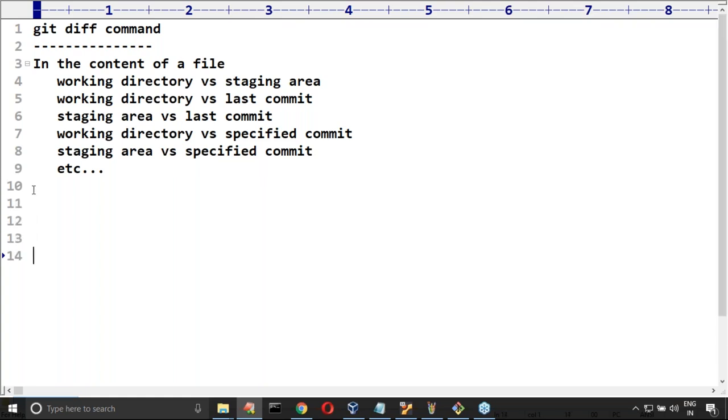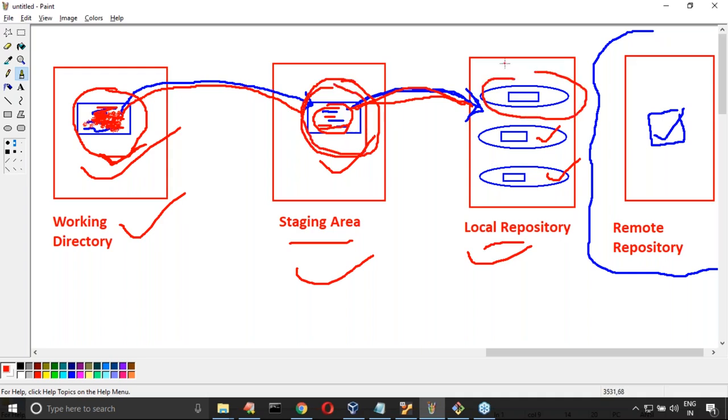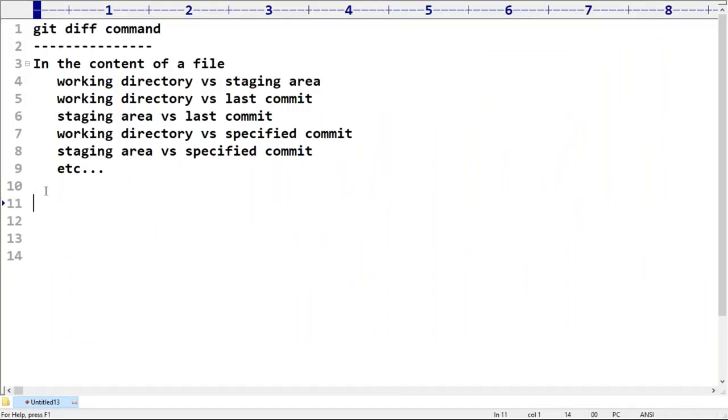For all these comparisons, we require to use the git diff command. Are you in the position to understand, right? One file is there in my working directory, and the same file is there in the staging area, but I updated something. What is the difference in the content between the working directory and the staged copy? What is the difference between the staged copy and the last commit copy? For such comparisons, we require the git diff command. Are all the people in the position to understand the purpose of the git diff command?